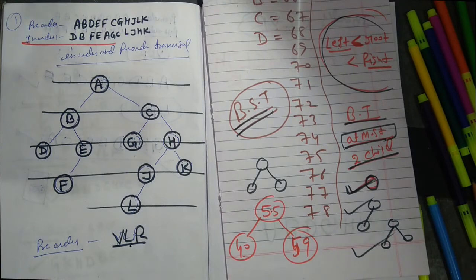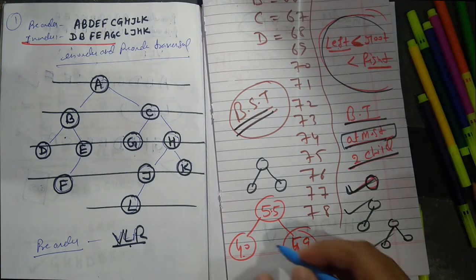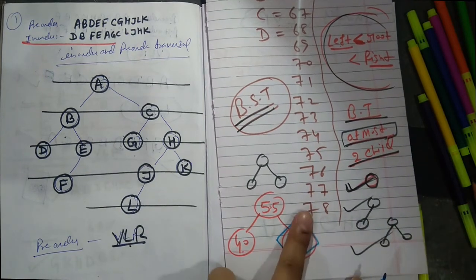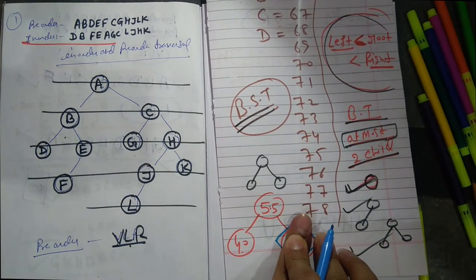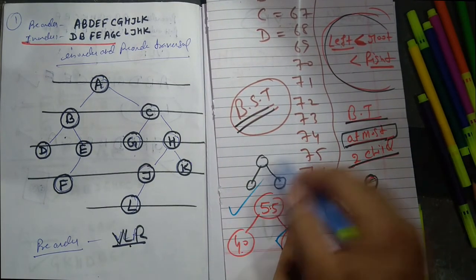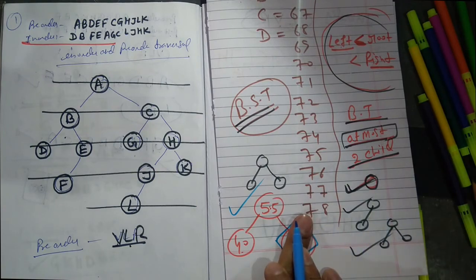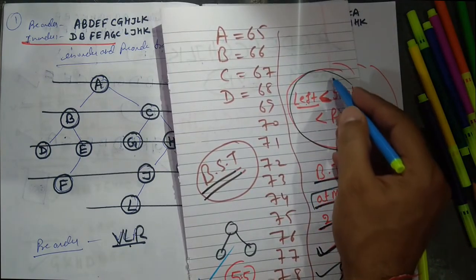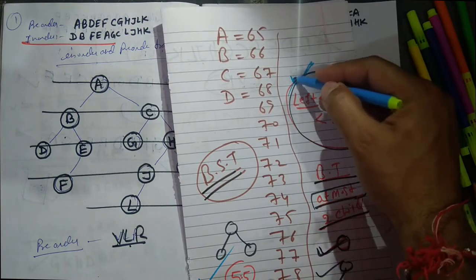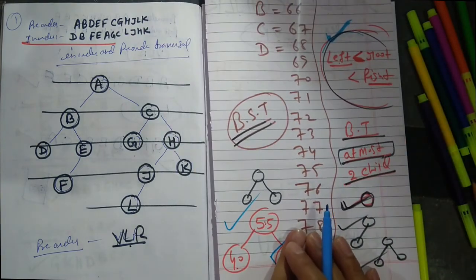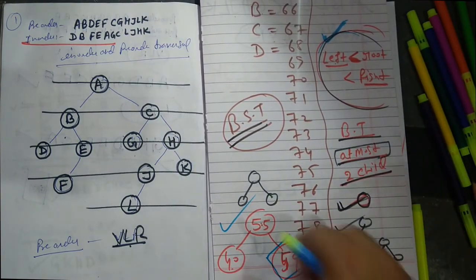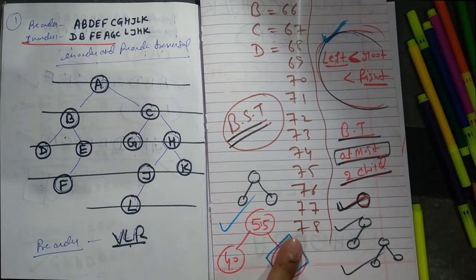But my question is, if I remove this one, is this a binary search tree or not? This is a question you have to explain. You have to think about whether this condition must be satisfied. If there is no right, is this a BST or not?